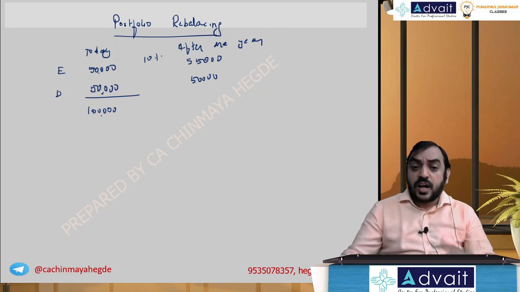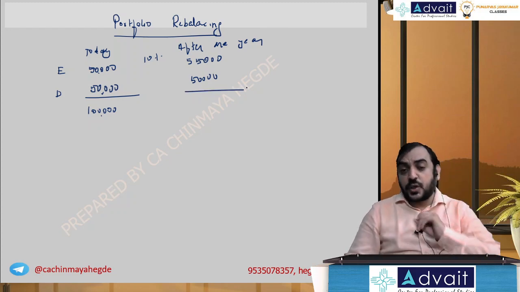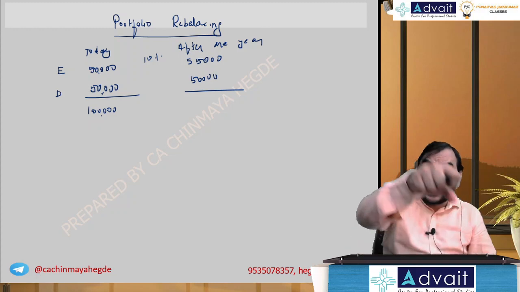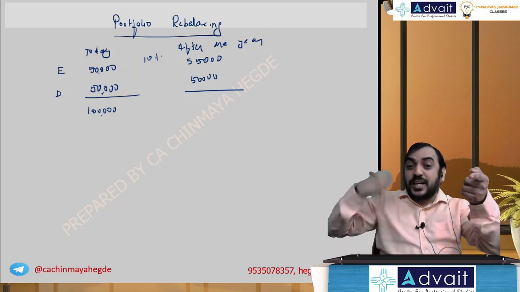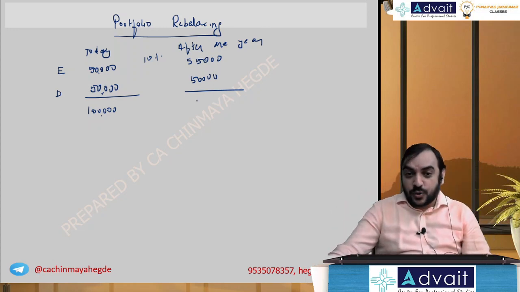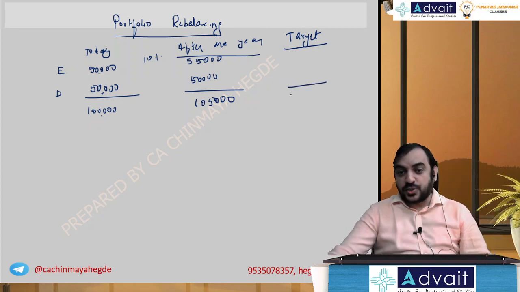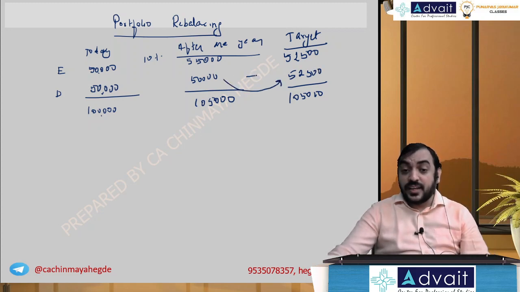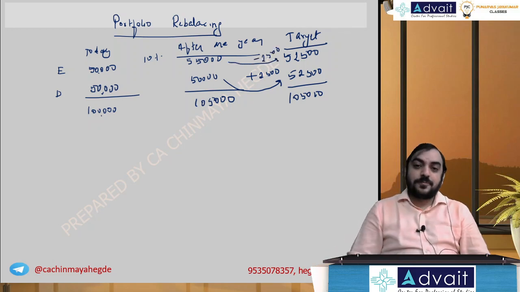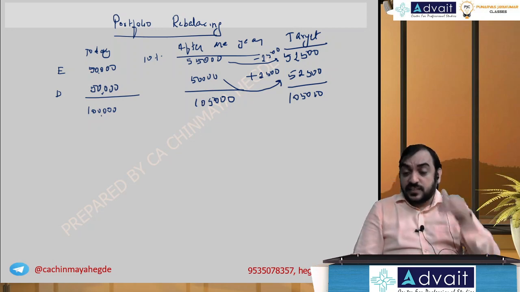Now in this simple example, if I want to make it equal, what should I do? 55,000, 50. I want to make it equal. Take 5,000 and put it here. But that becomes 50, this becomes 55. So what do you do? You write the total, 1,05,000. Then you divide. What is the target investment? This 1,05,000 should be in equal proportion. So 1,05,000 divided by 2 is 52,500. Which means debt you need to buy 2,500 and equity you need to sell 2,500. And now you will have equal weights at this point in time.